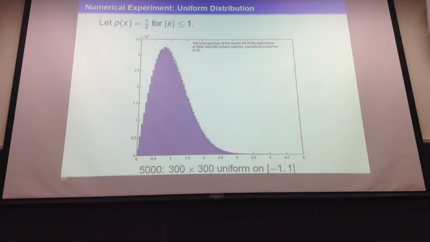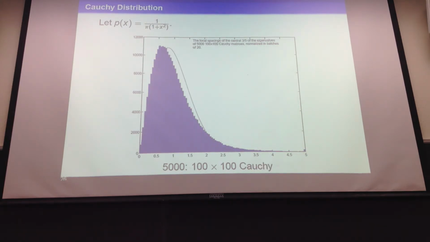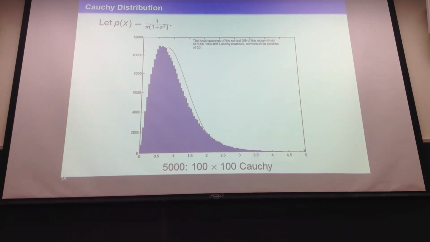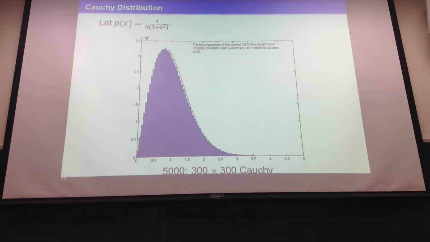All right. So here's the uniform, here's the Cauchy. Is it a fair comparison to say the Cauchy is worse? Is it fair to say the Cauchy is worse? Why? Yeah, I'm only looking at 100 by 100 Cauchys. Here I'm looking at 300 by 300 uniforms. What should we do? Yes. So either make the uniforms smaller, which does not seem like a good idea, or take larger Cauchy matrices. 300 by 300 Cauchy.